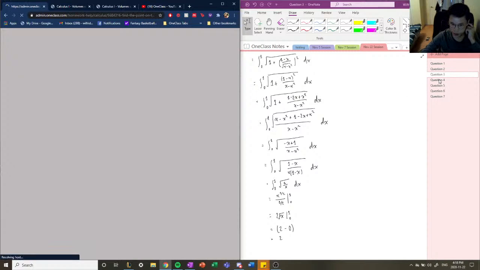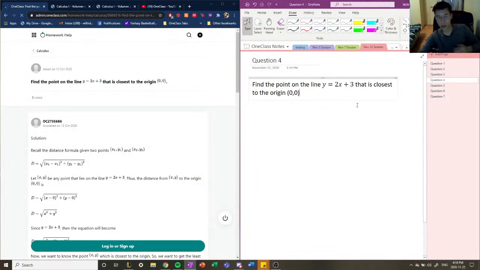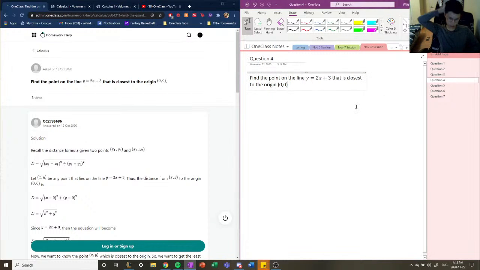Moving on to question number 4. All right, so question number 4. Find the point on the line y equals 2x plus 3 that is closest to the origin 0, 0.